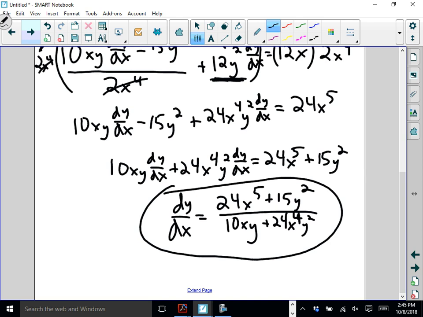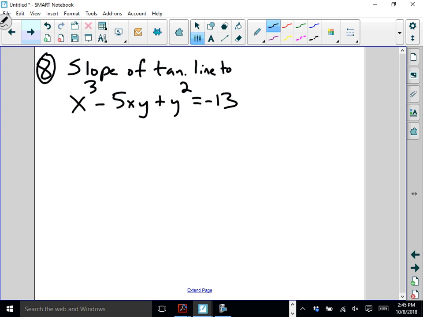Great. Next problem. Number 8. I want the slope of the tangent line to x cubed minus 5xy plus y squared equals negative 13. I want this at the point 2, 3. So slope of the tangent line at a point, I want to find the derivative, right? That's code for derivative. I want to find the derivative and then plug in the point 2, 3.